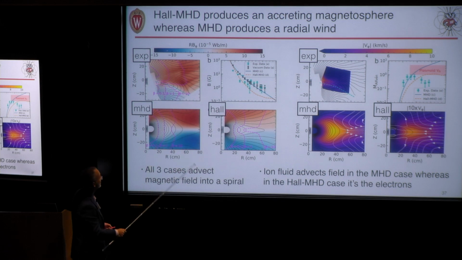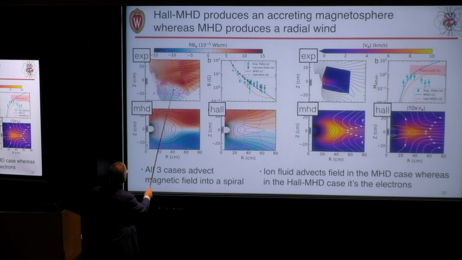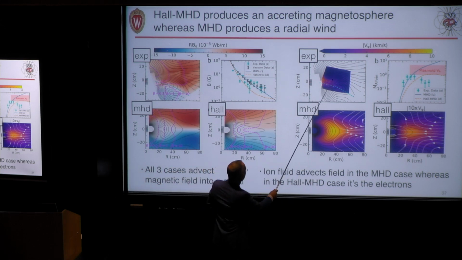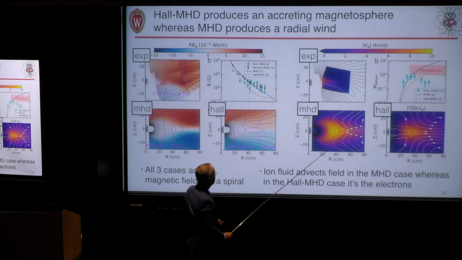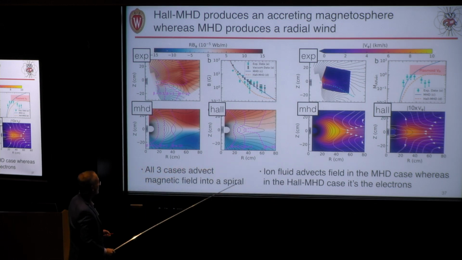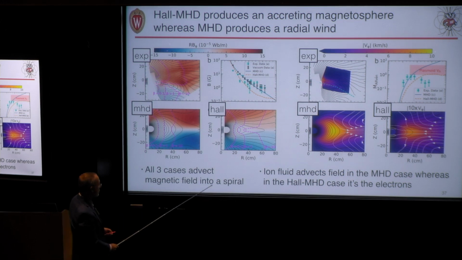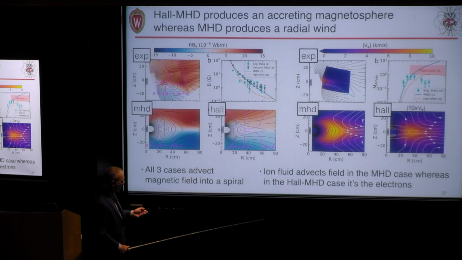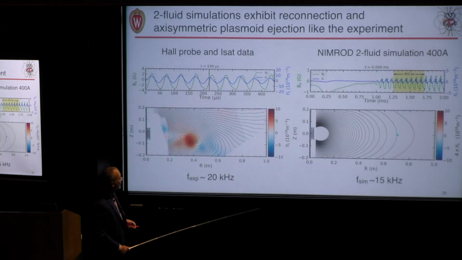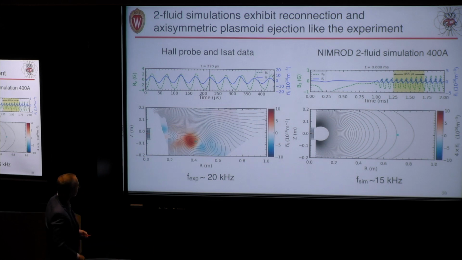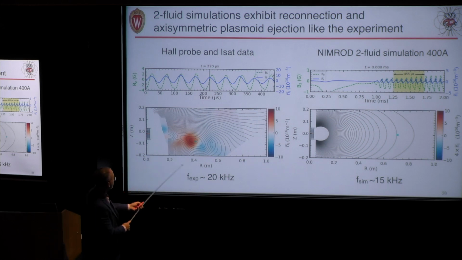Okay, and this is just a little bit of that comparing experiment. These are the flow speeds and the magnetic fields with MHD and Hall MHD. The geometry in Hall MHD is closer to the experiment. Similarly, in the flows, we find that the flows between Hall and MHD, Hall and experiment are probably closer matches. All three cases advect the magnetic field out, but there's a big difference between the Hall and the straight up MHD as far as the ions are concerned. Okay, so now I'm going to show you, so this is the experiment that I showed you.